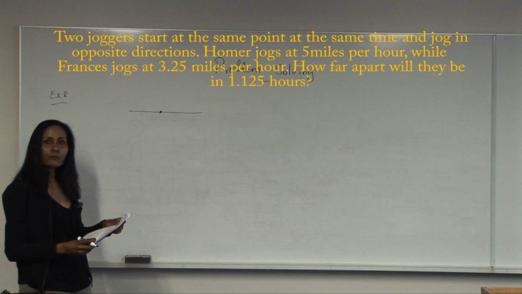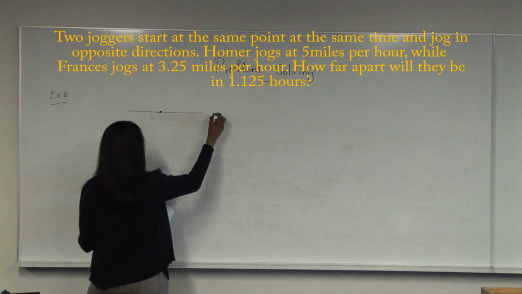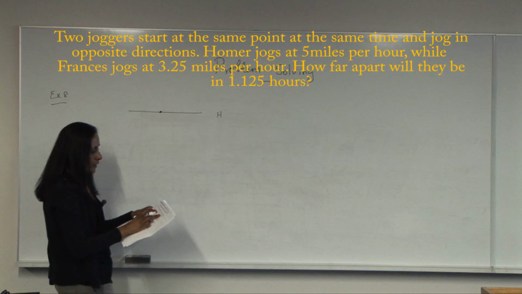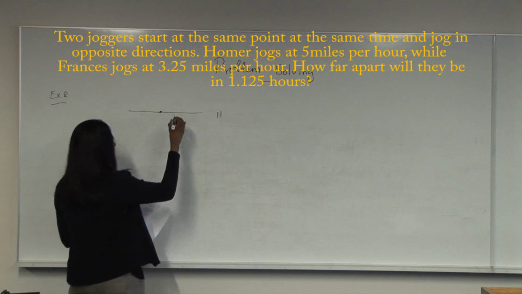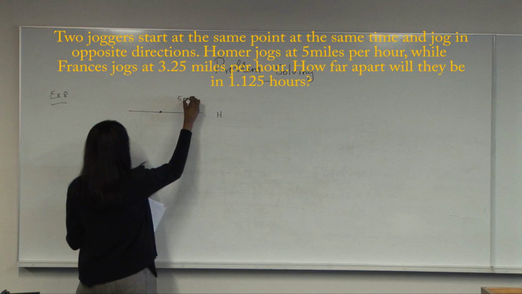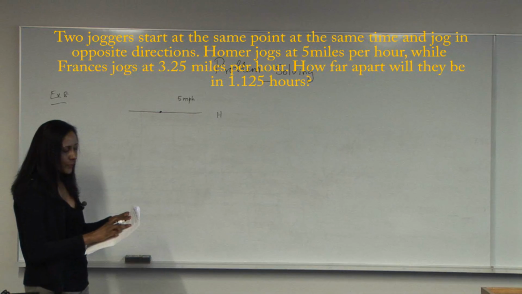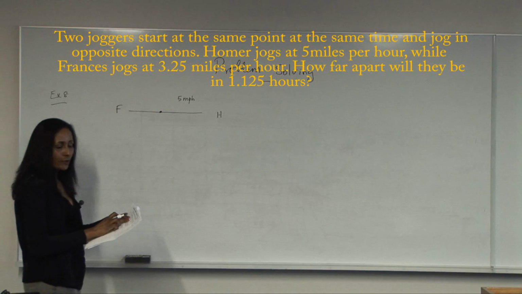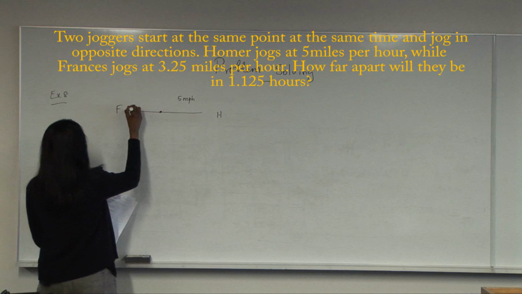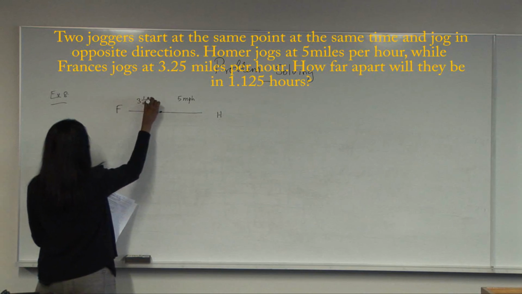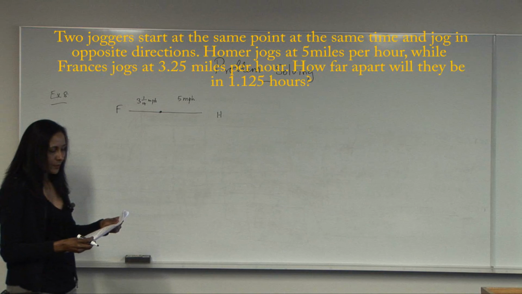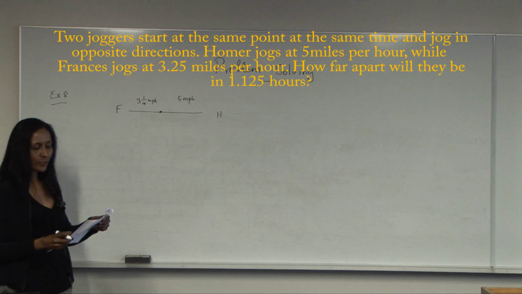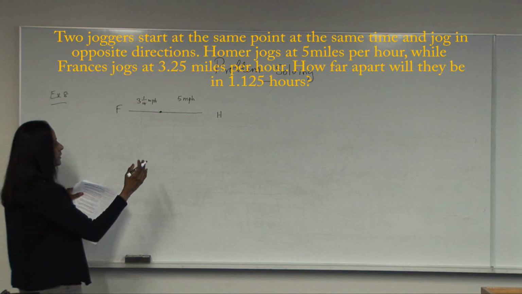Homer jogs at 5 miles per hour. So let's say this is Homer jogging this way, starting from here. Homer jogs at 5 miles per hour, while Francis jogs at 3 1/4 miles per hour. So Francis jogs at 3 1/4 miles per hour. How far apart will they be in 1 1/8 hours? So how far are they going to be apart?